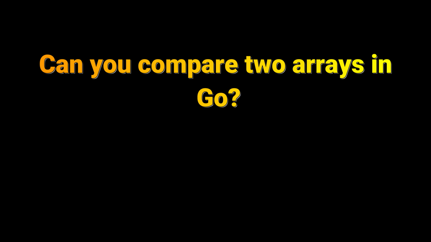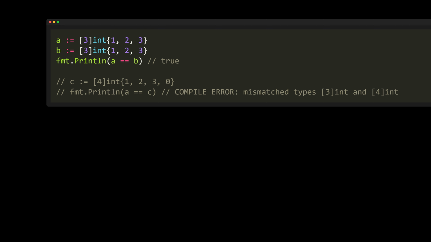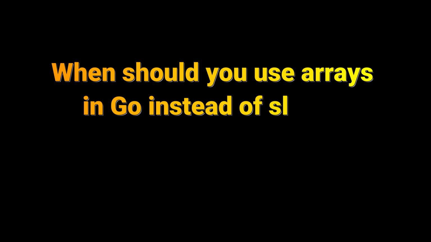Yes, you can compare arrays in Go if the elements inside them can be compared. When 2 arrays have the same length and the same values in the same order, they are equal. But you cannot compare arrays of different lengths because they are different types. For example, an array of length 3 and an array of length 4 cannot be compared. This is different from slices, which cannot be directly compared to each other.